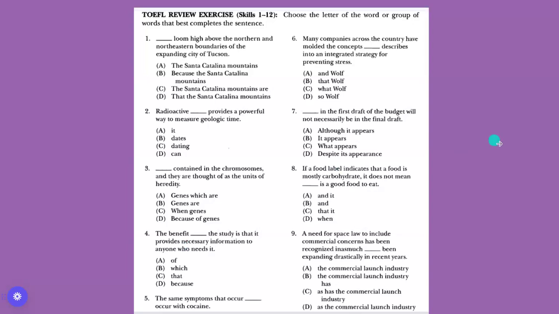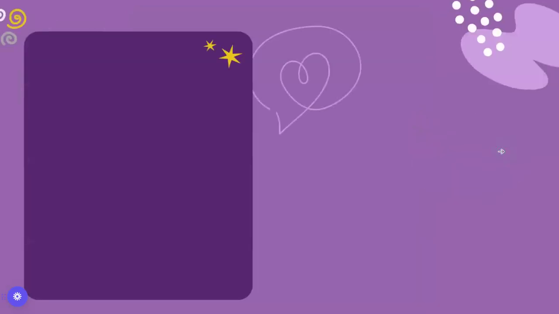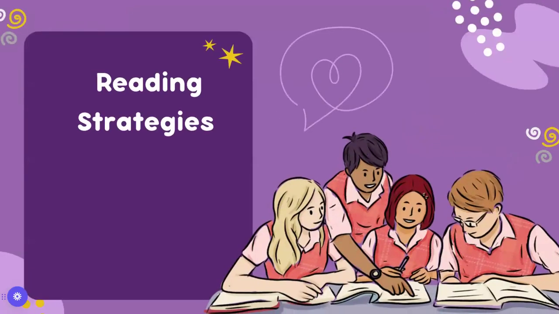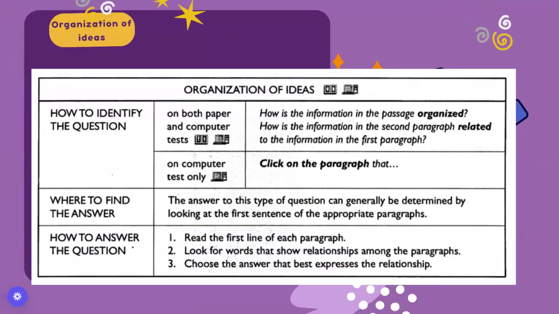Okay, so if there are no questions, I'll go to the next one, which is the last part. The last part of today's class, which are some reading strategies. Now, last class, we focused on identifying the topic or the main idea in paragraphs. And what we said is that we can find main ideas, topic sentences in the first line of paragraphs. Okay? So today we're going to talk about organization of paragraphs.